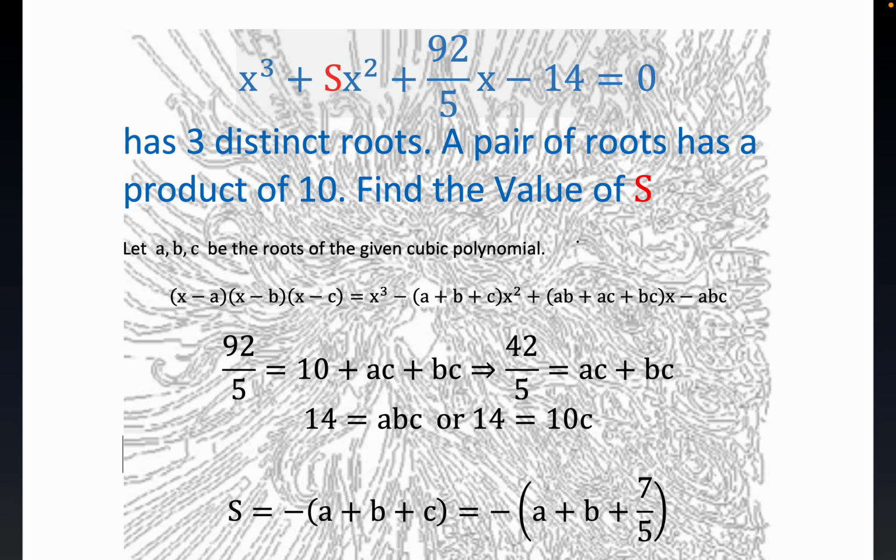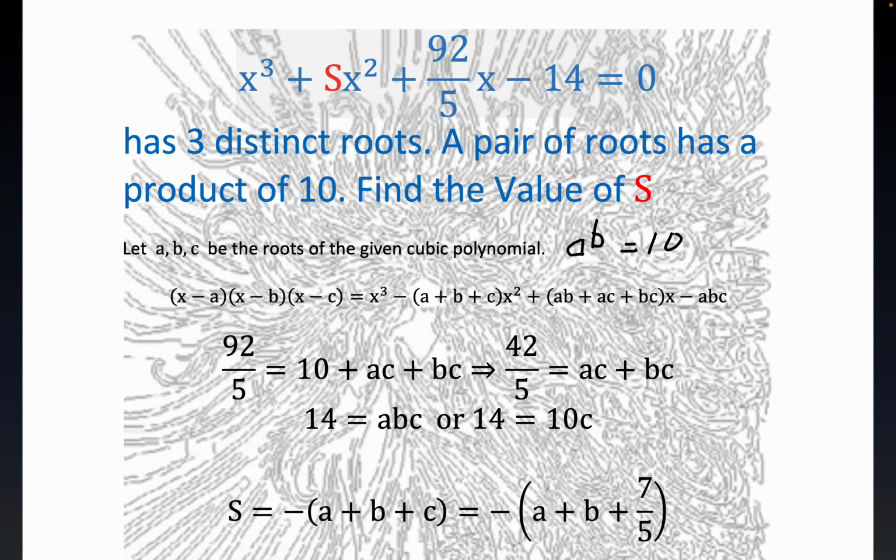Hey everybody, we have a cubic polynomial with an unknown coefficient. That coefficient is the coefficient in the quadratic term. We're given that two of the unknown roots have a product of 10. And so I'm going to write that down right here. AB is equal to 10.